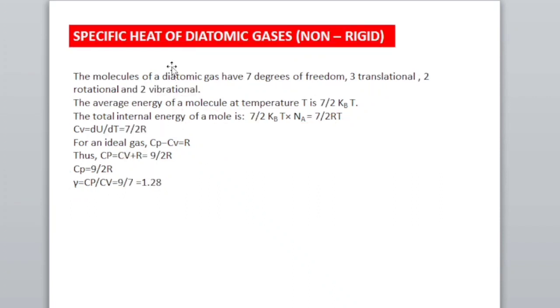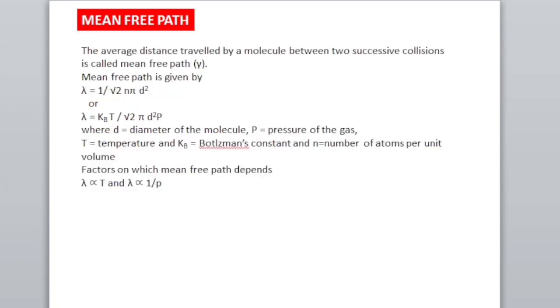After this, next is the specific heat capacity of non-rigid gas molecules. It has 7 degrees of freedom: 3 translation, 2 rotation, 2 vibration. So the average energy of a molecule at temperature T is how much? One degree of freedom has half kBT, so 7 degrees of freedom becomes 7/2 kBT. Total energy of a mole, you multiply by Avogadro number, you get 7/2 RT. So Cv becomes du by dT, which means 7/2 R, and Cp becomes 9/2 R. And you get the ratio Cp by Cv as 9/7, which means 1.28. In this way, you calculate specific heat capacities of monoatomic and diatomic gases also.